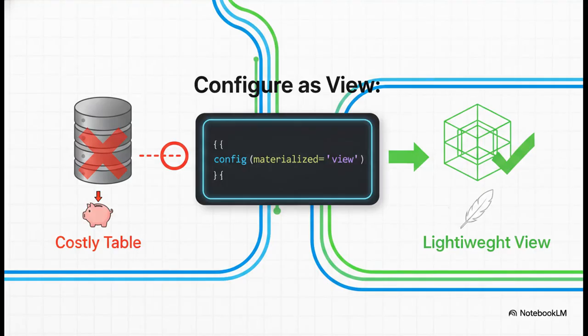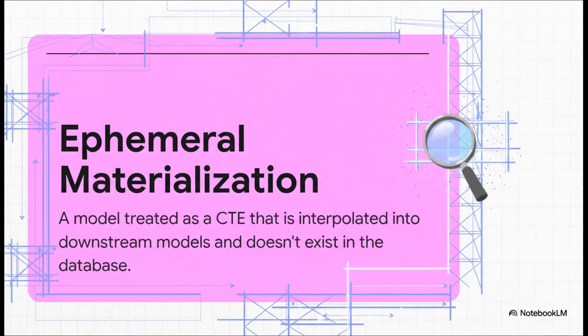And honestly, here's the best part. Look how easy this is. You just add this one little line of code, this config, right at the top of your model. That's literally it. Now dbt knows, okay, I'm going to create this as a super lightweight view, not some big expensive table. Okay, let's move on to our next layer, the logic layer.